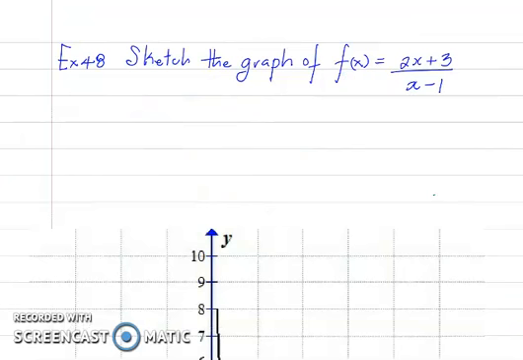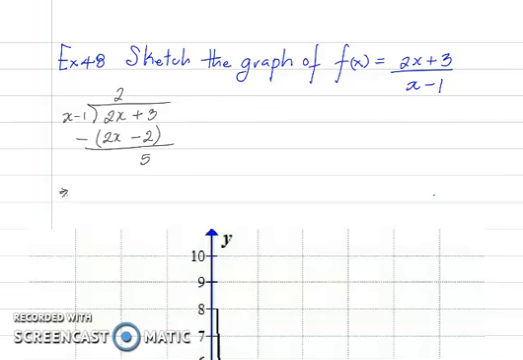All right, let's have a look at example 48. It says sketch the graph of f of x is equal to 2x plus 3 over x minus 1. Well, as we said previously, we're going to start by doing a division. So we're going to have x minus 1 into 2x plus 3. Now x goes into 2x 2 times. 2 times x is 2x. 2 times minus 1 is minus 2. You're going to subtract, and as negatives become positive, you're going to be left with 5.